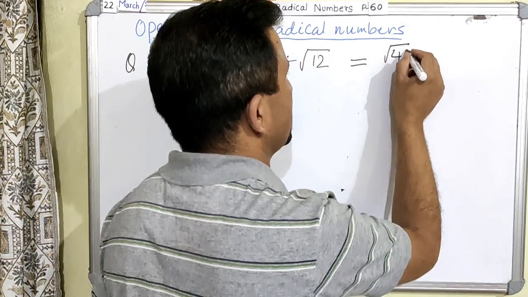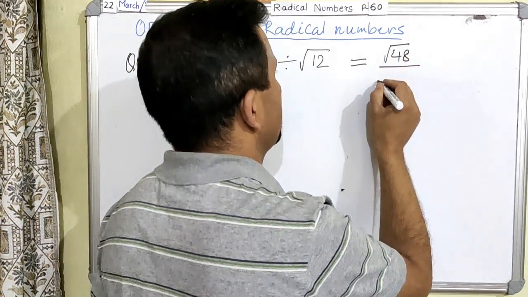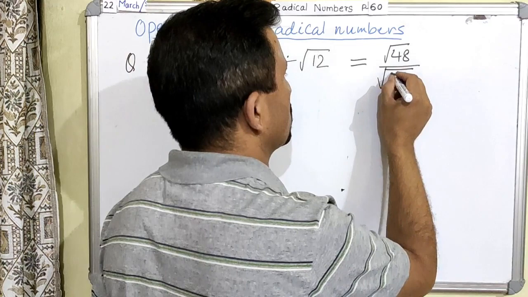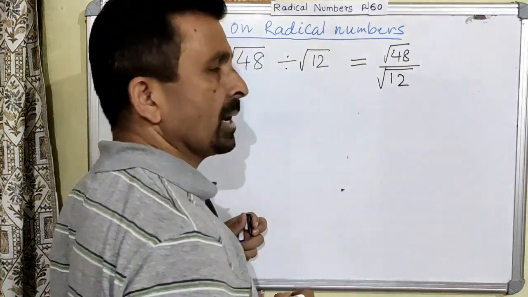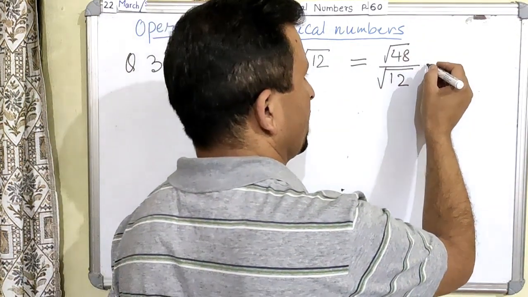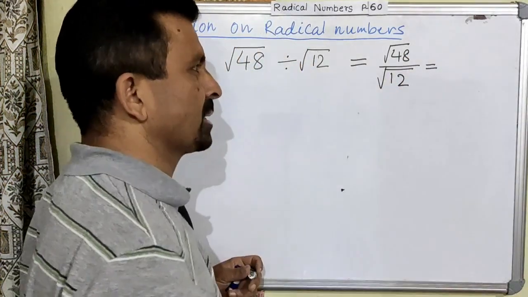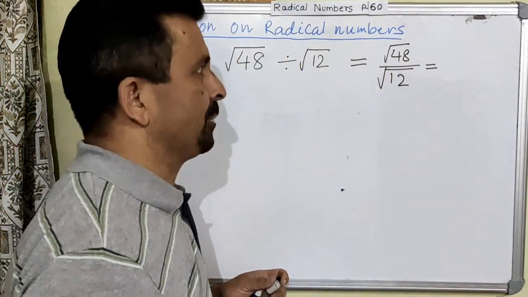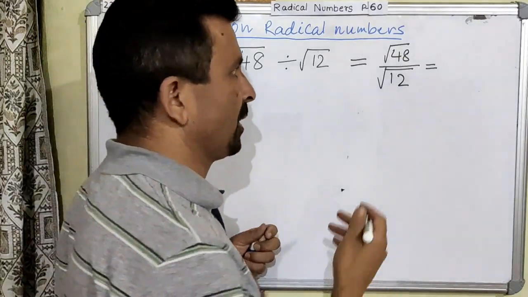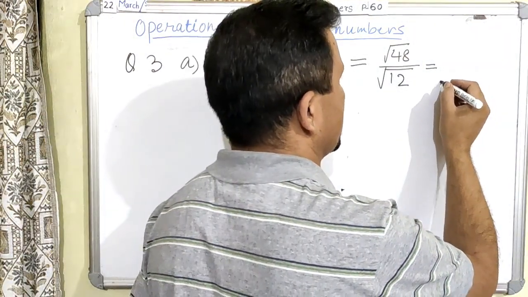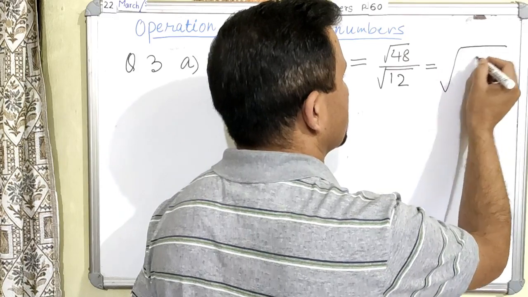First of all, I am just rewriting the question as it is. In the fractional form, this is root over 12. This is well understood. Now, in place of having one radical sign for the numerator and one radical sign for the denominator, we will just keep one common radical sign for both numerator as well as denominator. See how the work becomes easier.